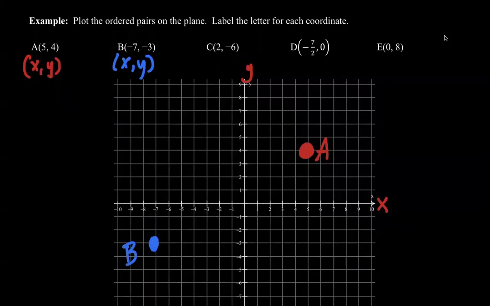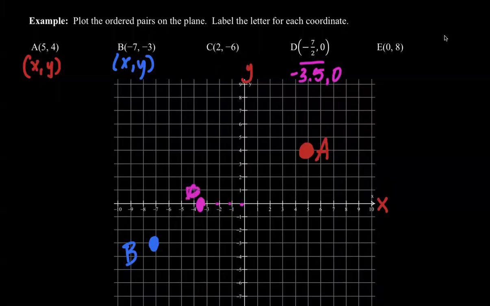Let's do this one. -7/2, 0. You could convert that to a decimal on a calculator. That would be -3.5, 0. So again, we start at the origin. -3.5 in the x direction would be 3.5 to the left, and then 0 down, which means we don't go anywhere up and down. We just stay on that x-axis.